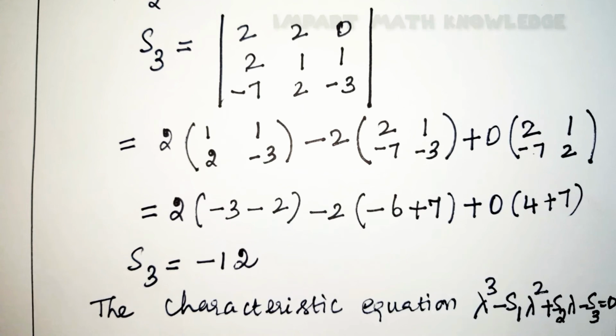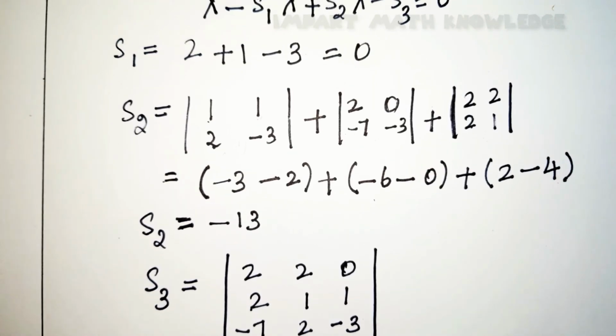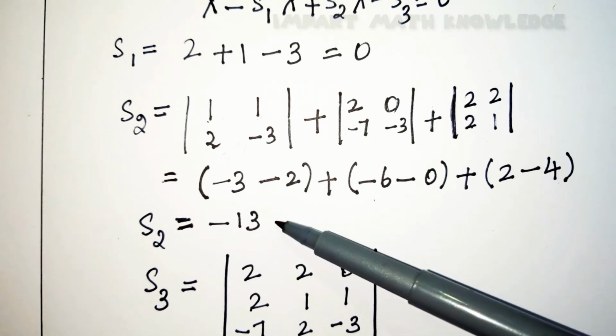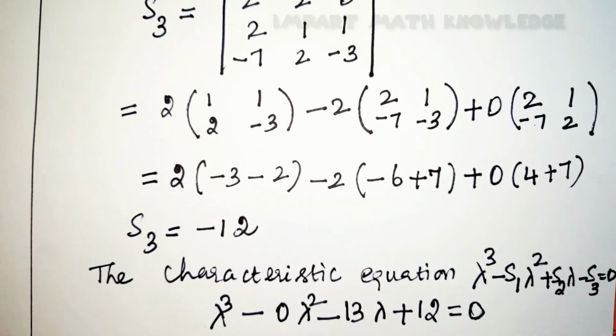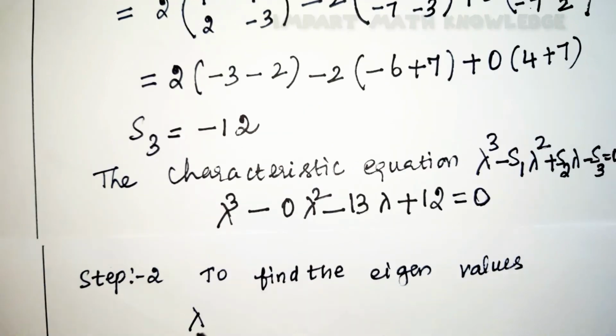The characteristic equation is lambda cube minus s1 lambda square plus s2 lambda minus s3 is equal to 0, where s1 is equal to 0, s2 is equal to minus 13, S3 is equal to minus 12. Therefore, the characteristic equation is lambda cube minus 0 lambda square minus 13 lambda plus 12 is equal to 0. Step 2, to find the eigenvalues. The characteristic equation is lambda cube minus 13 lambda plus 12 is equal to 0.